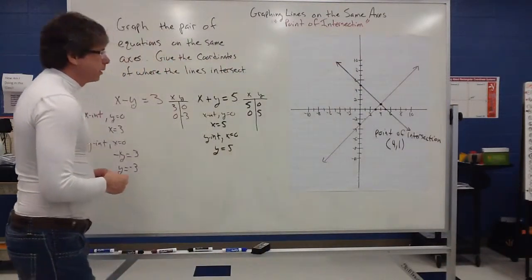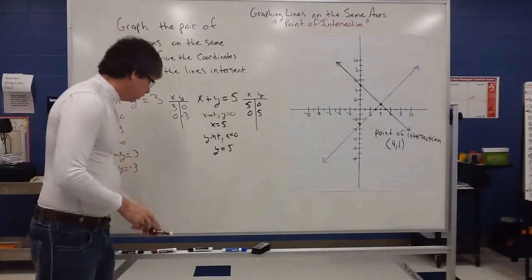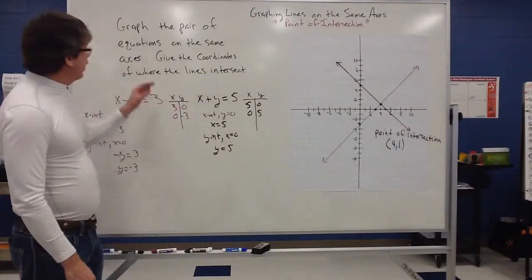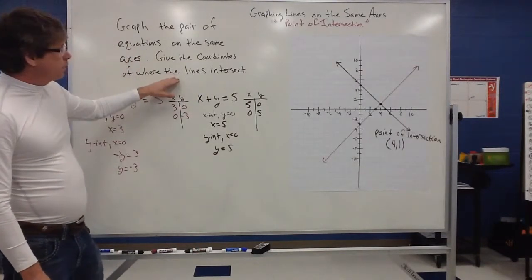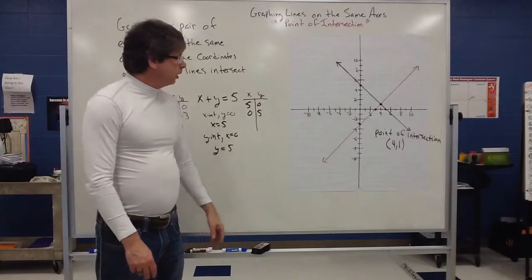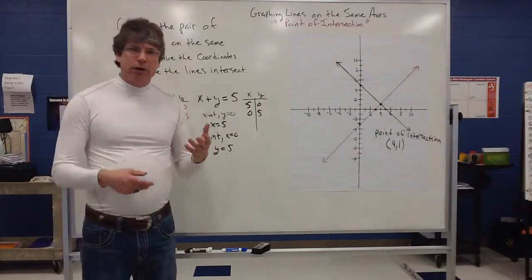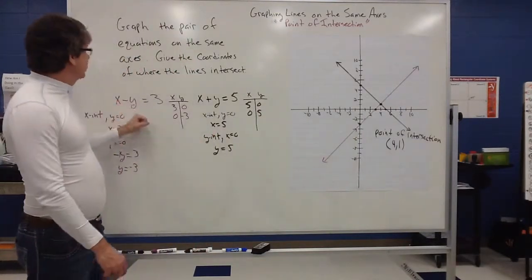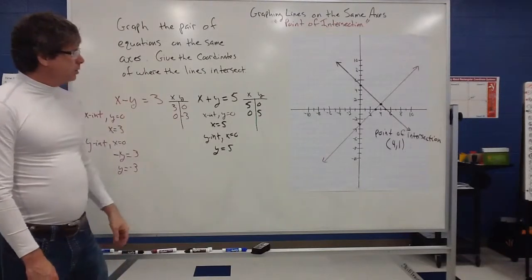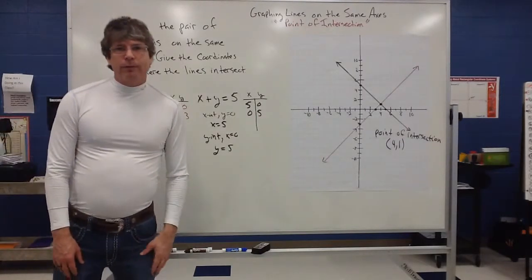So that would be our solution to that problem, graphing it and then identifying the point of intersection. And we see that it is 4, 1. So that math is not too hard once you get the concepts of graphing linear equations. Let's see what we can find. Stay tuned.